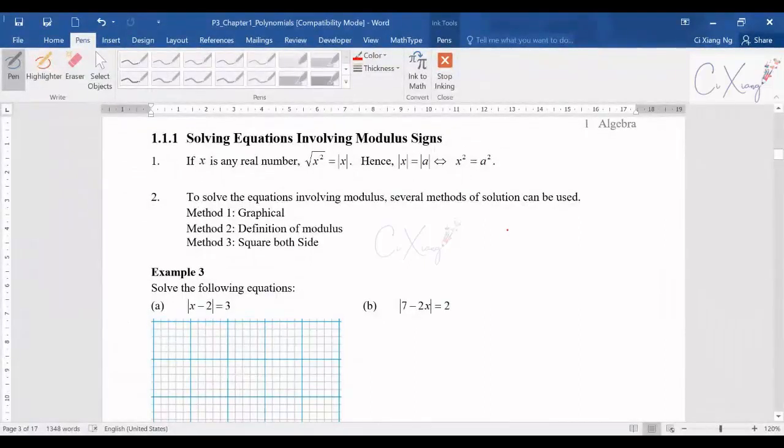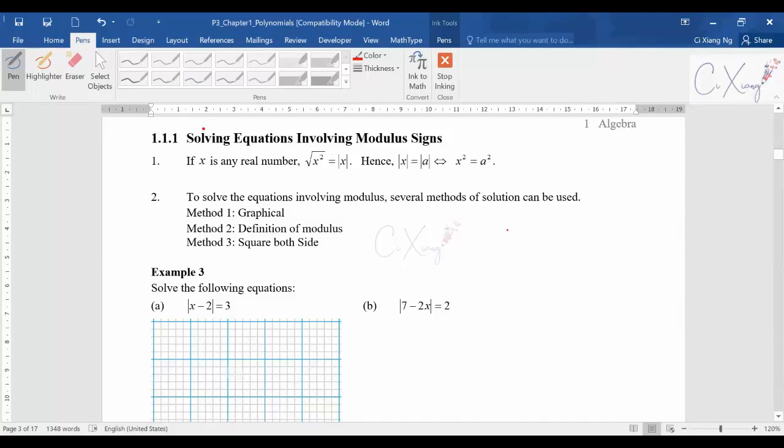Okay, so in the previous video, we already discussed how to draw or sketch a graph for a modulus function, and also how to write out the modulus function in non-modulus form. For today's lesson, we are going to continue with some examples, like how we are going to solve the equation with modulus function.